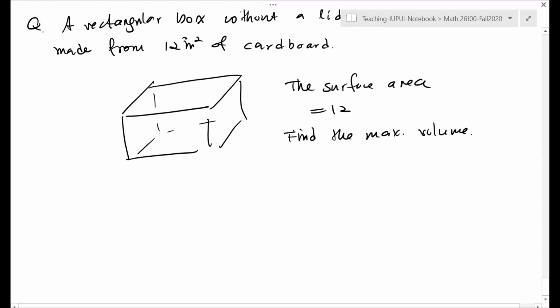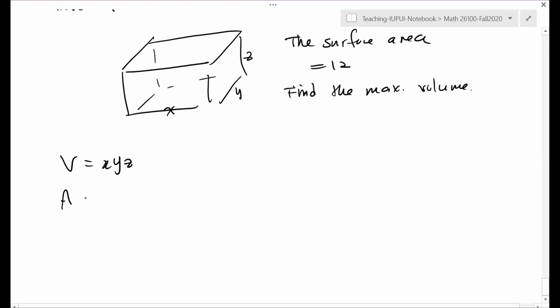Well, this is an application, right? And you have three variables, x, y, z. So the volume is just x times y times z. But the surface area is 2xy, 2yz, 2zx. You have a total of 6 faces there. The top and bottom have the same area, that's 2xy. The left and right faces are 2yz, and the front and back are 2xz. This is going to be 12.